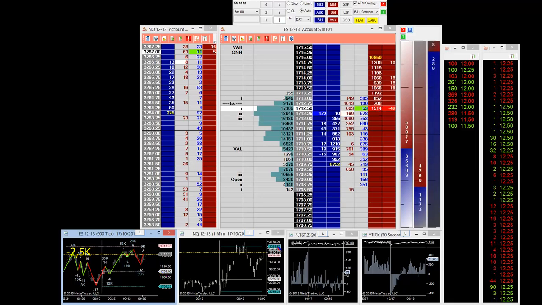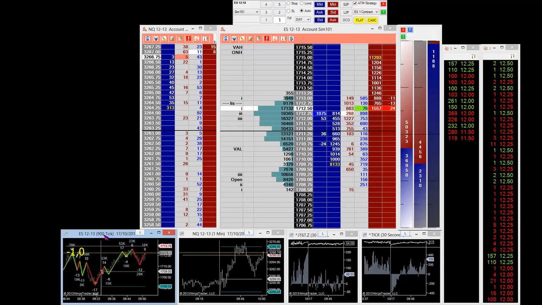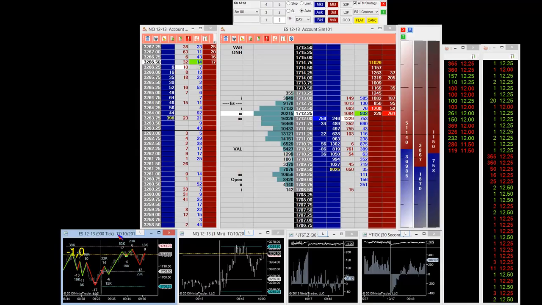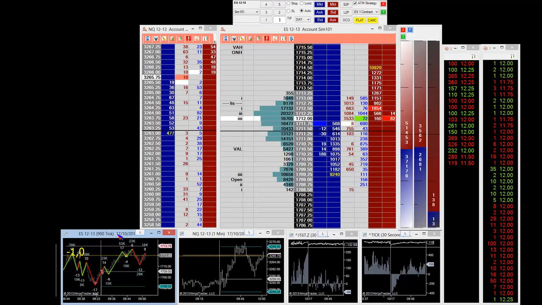The tick chart, you should see the tick chart at the bottom of the screen, ES 12-13. Can everybody see that? Or am I chopped off? Yeah, okay, you might have to scroll down.